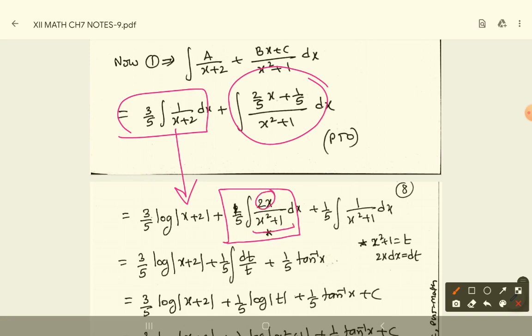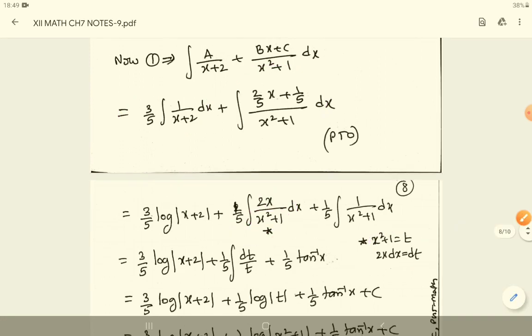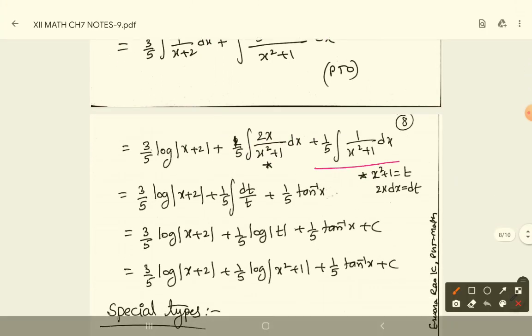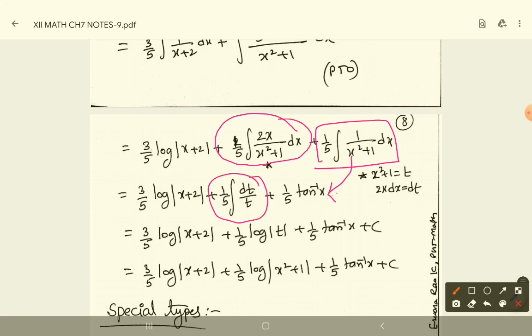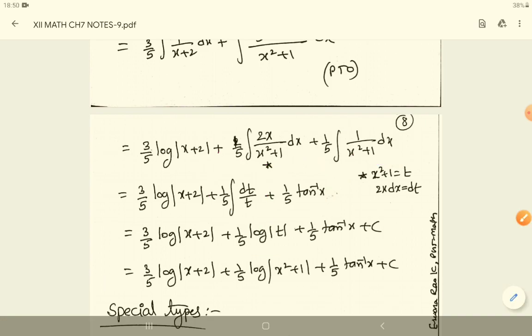The reason is, the denominator I can take as t. So x square plus 1 is equal to t, 2x dx is equal to dt. That's why 2x was picked. Then 1 by 5, and this one integration is 1 by 5 tan inverse x. Only this one is left, so 1 by 5 dt by t, because the substitution method was used. So 1 by 5 log mod t. Substitute what t is, then you get this. This is of type 3: when the denominator has a quadratic expression which cannot be factorized.